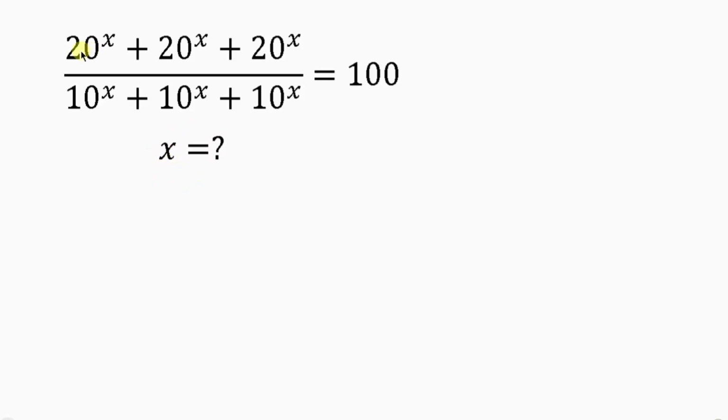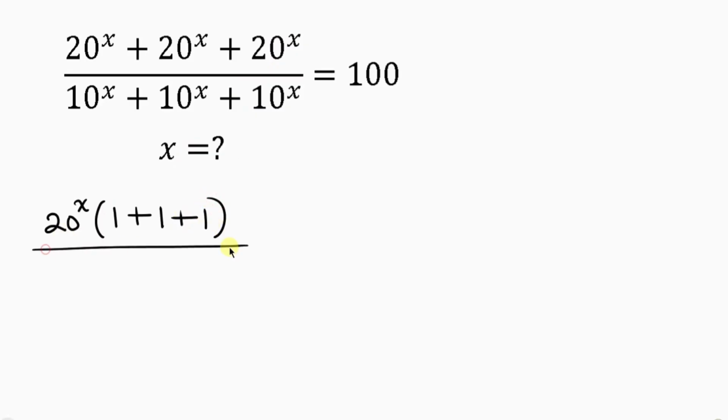Now notice that on the numerator, 20 to the x is common. So we can factor out 20 to the x, open a bracket. Now 20 to the x divided by 20 to the x is 1, plus 20 to the x divided by 20 to the x is 1, plus 20 to the x divided by 20 to the x is 1, all over. Now we do the same thing on the denominator.